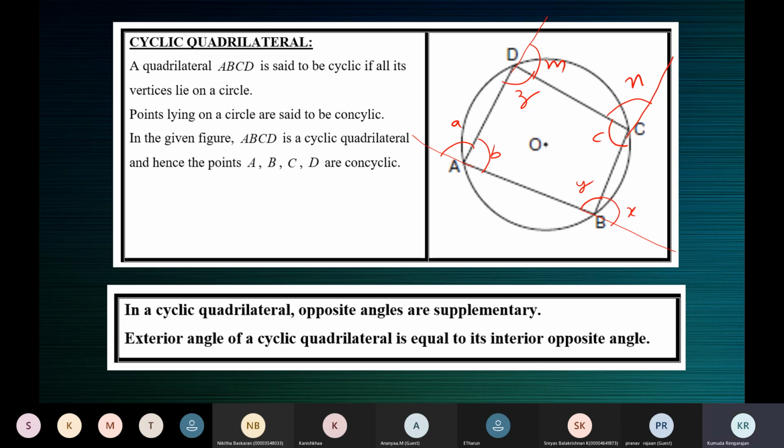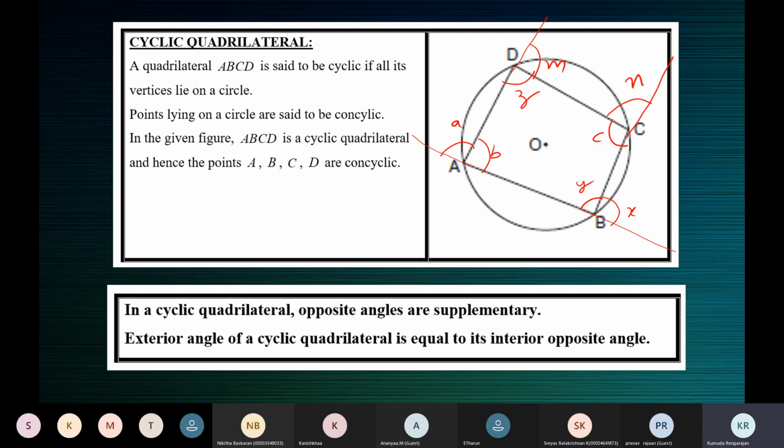Now for the exterior angle X, children, which is the interior angle? Y, ma'am. Okay, Y. Now, which is the angle diagonally opposite to Y? Z, ma'am. So what is the result we have? Sorry, X is equal to Z. Exterior angle X is equal to the interior opposite angle Z.